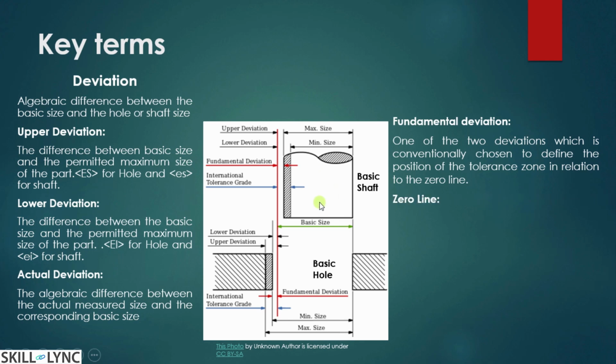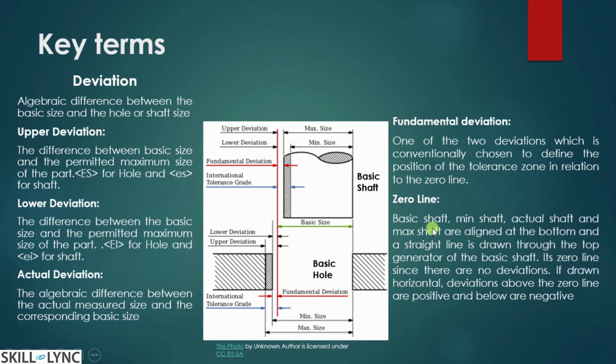So as we said, the zero line is the line that is drawn through the top generator of the basic shaft. It means that the basic shaft, the min shaft, actual shaft and max shaft are all aligned together at the bottom, and a straight line is drawn through the top generator of the basic shaft. This line is considered a theoretical line which has no deviation. So if it's drawn horizontally, all the deviations above the zero line are positive and below are negative. This is how we designate positive and negative with respect to the zero line.